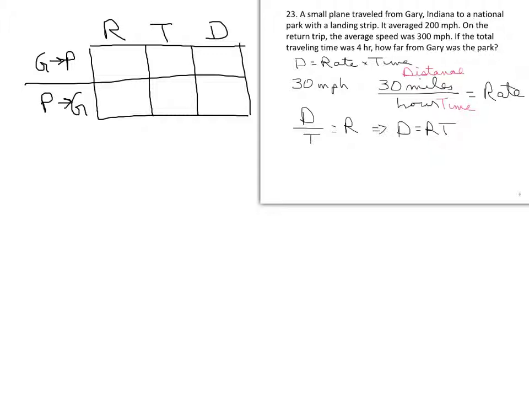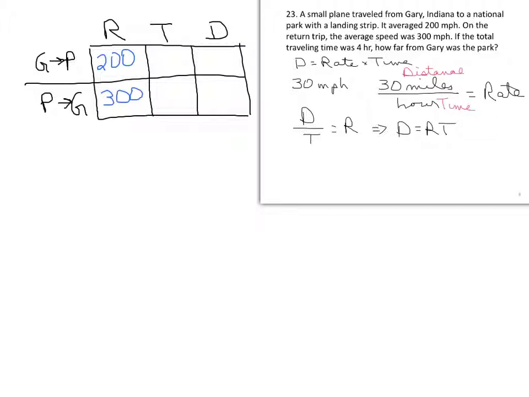So what do we know? We know that it's averaging 200 miles per hour when it's going from Gary to the park. So the rate from Gary to the park is going to be 200. On the return trip, it's averaging 300 miles per hour, so the rate on the return trip is 300. The total traveling time is 4 hours.